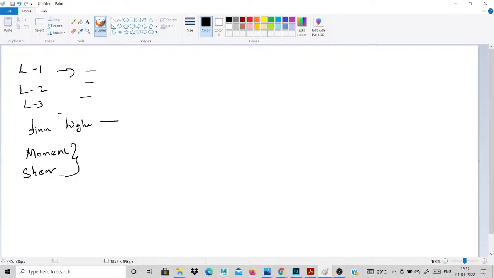Then finally, how to design your beams. This is a method to manually analyze your fixed beams. First of all, you go to the moment distribution method. You finally analyze them. Then how to design your beam.